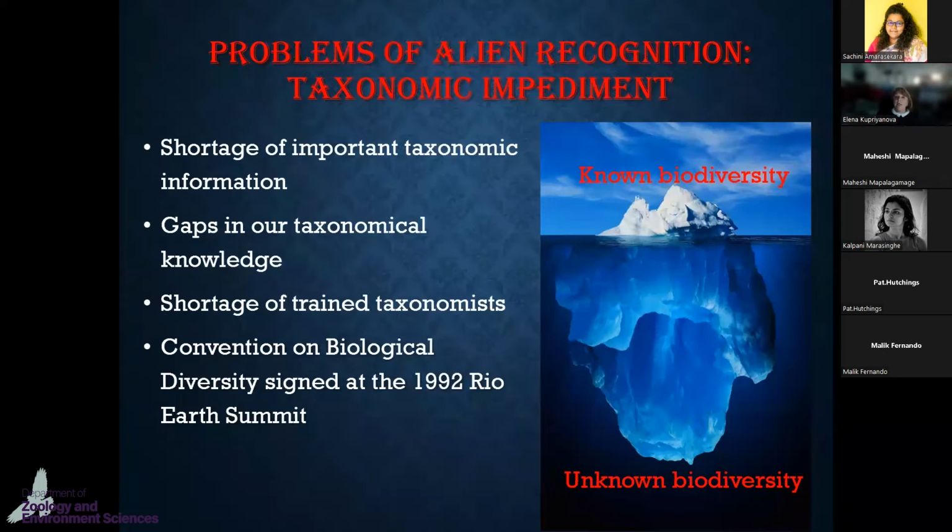However, the recognition of aliens is not a simple task, and there are a number of reasons why that's the case. The worldwide shortage of taxonomic information, gaps in our taxonomic knowledge, and the shortage of trained taxonomists to fill this need is known as a taxonomic impediment. The importance of this taxonomic impediment was recognized by the Convention on Biological Diversity, signed in 1992 in Rio, during the Rio Earth Summit.